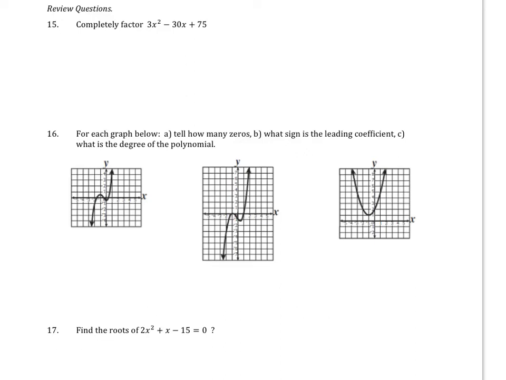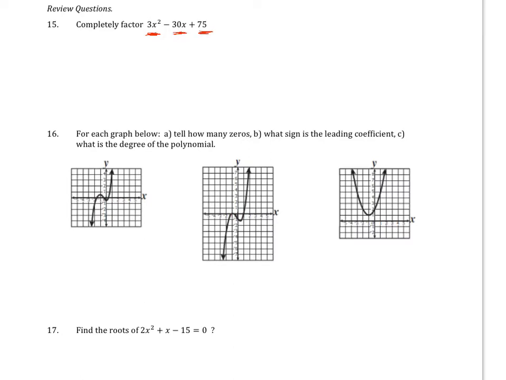Okay, so these are some examples of some spiral review problems that could be on exam 4.2. We're going to start with factoring. Number 15 says completely factor 3x squared minus 30x plus 75. When you first start to factor, you always want to look for a GCF. So what can get divided out of 3x squared minus 30x plus 75?